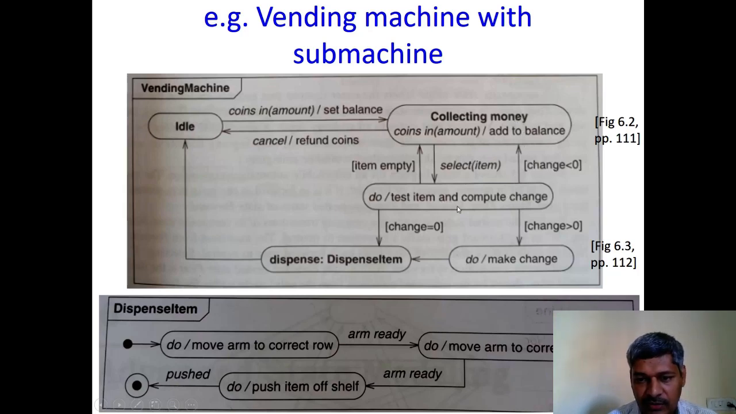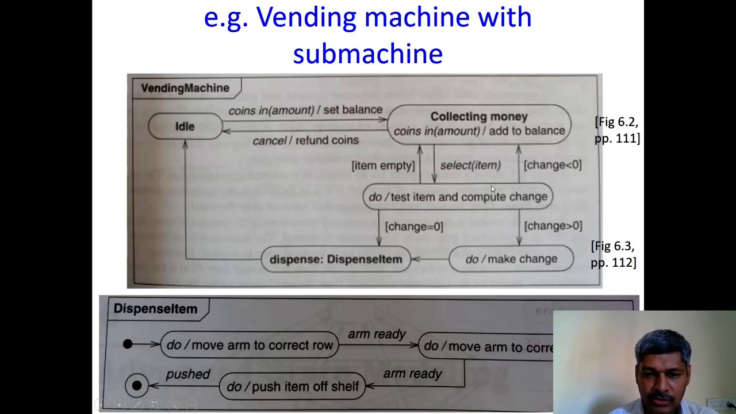Now interestingly, once you have calculated this, if the change is greater than 0, that means you have to return some change, so you go to a state where you make the change. Okay, it has to collect different coins for that, so the machine will do that. So that's again a do activity in that particular state. You make the change, and then you dispense that item.